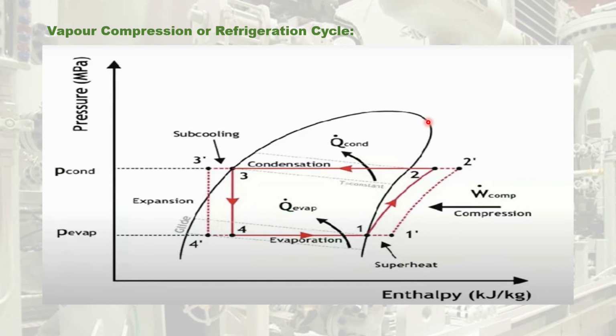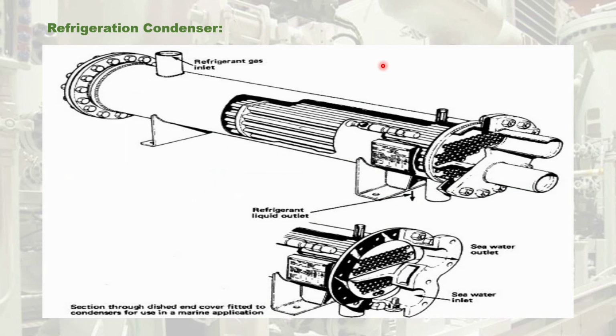That means initially the gaseous refrigerant is cooled up to the maximum saturation temperature point. Then after that it changes its phase from gaseous to liquid. Here in this picture you can see the gaseous refrigerant received from the compressor is entering the shell and the seawater is entering inside the tubes. Somewhere here the refrigerant is in gaseous form, and as the seawater entering the tubes takes away the heat from the gaseous refrigerant, the refrigerant slowly turns its phase from gaseous to liquid.